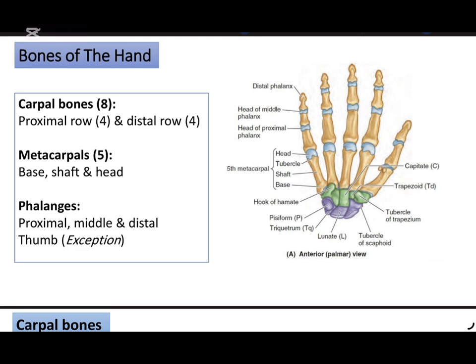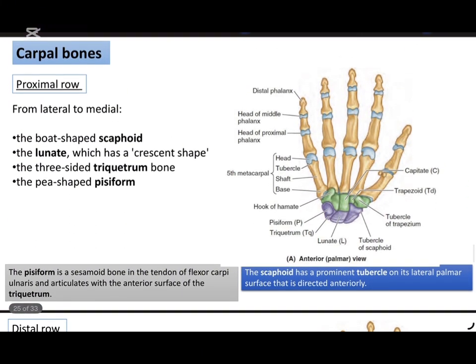الفالنجيز. Okay, these phalanges في الميديال 4 digits هدول I have 3 اللي هي proximal, middle and distal phalanx, except for the thumb. Here I have only 2 اللي هي proximal and distal. Okay. Now let's talk about the carpal bones.